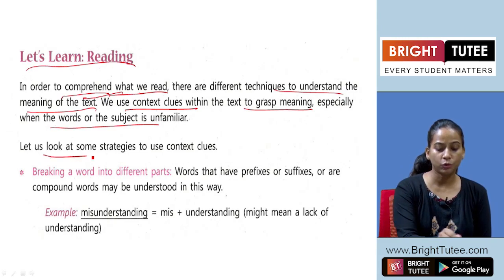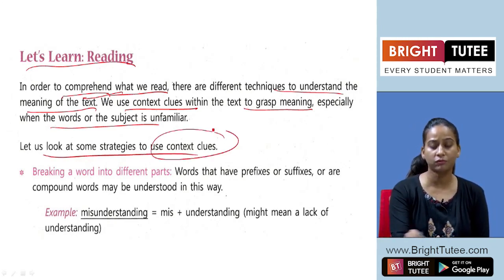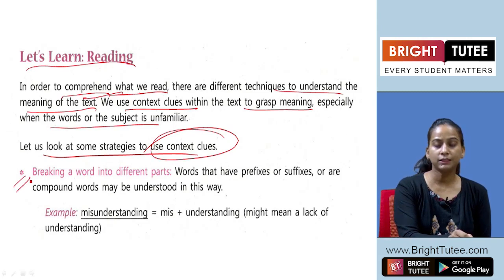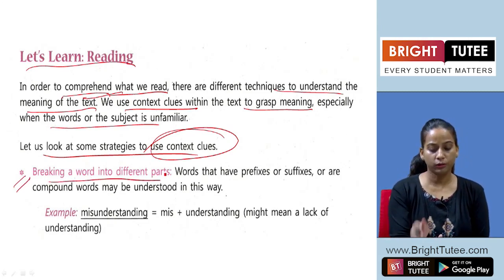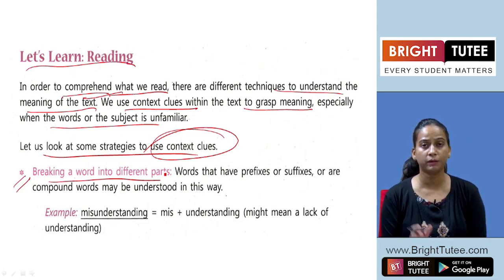Let us look at some strategies to use the context clue. This is also one of the strategies that we are going to apply here. The first one is breaking a word into different parts. Sometimes a particular word is given to you which you are not able to understand.